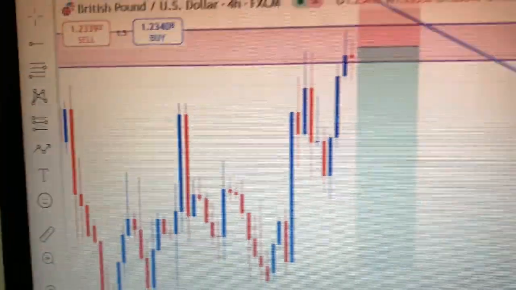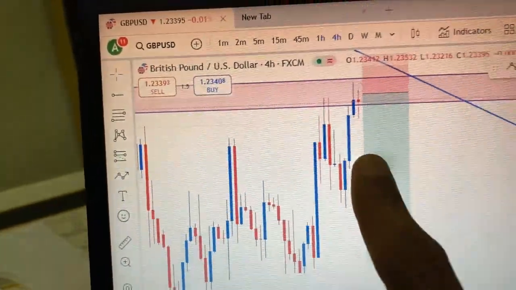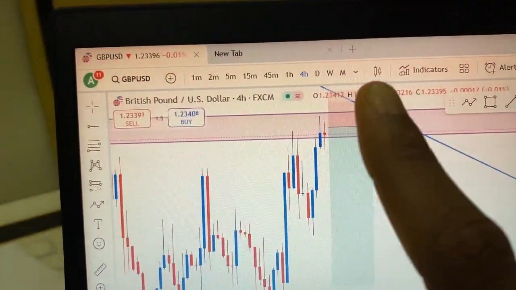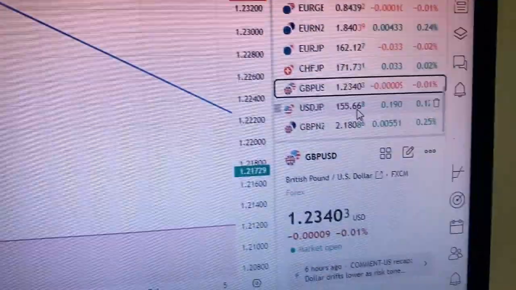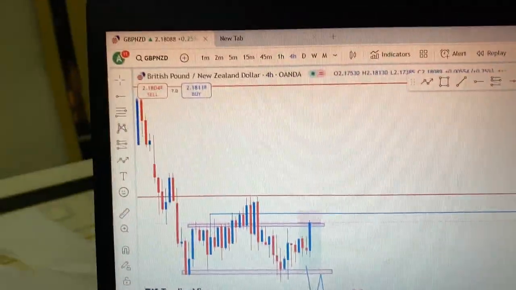And then the next trade, okay, this is GBPUSD, but I didn't enter this trade. I'm anticipating this trade for a different video. It's going to be for the FX Alex G video, so stay tuned. And then I think the next one is GBPNZD.